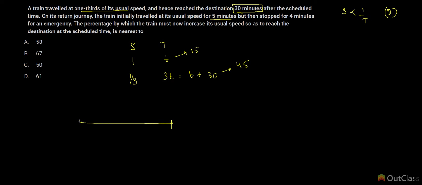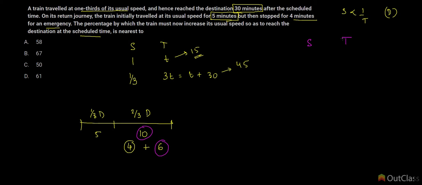So you have a certain distance. It did 5, notice, is 1/3 of the 15 that we just found. So 1/3 of the distance was done in 5 minutes, and if you had continued at this rate, you would have done the remaining 2/3 in the next 10 minutes. This is what should have happened. But it stopped for 4 minutes for an emergency, so it lost 4 minutes there, and if it should reach at the scheduled time, it should now cover this distance at 6 instead of 10. That is the next part of this, speed and time.